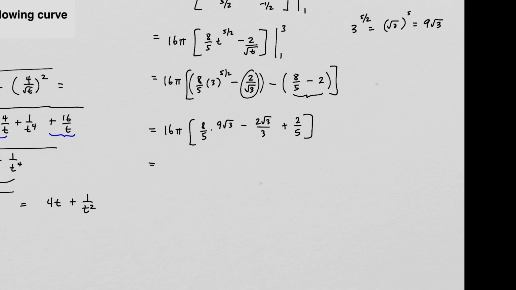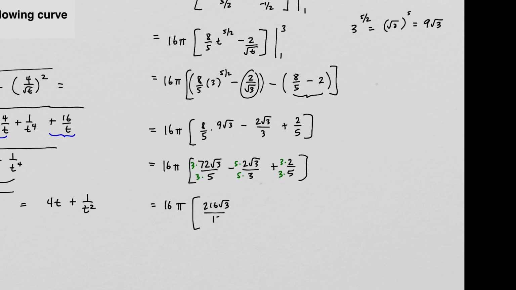All right, let's keep going. We have 16 pi, 72 radical 3 over 5 minus 2 radical 3 over 3 plus 2 over 5. I'm going to get a common denominator, which is going to be 15 by multiplying by the appropriate number. And this will give us 16 pi multiplied by 216 radical 3 over 15 minus 10 radical 3 over 15 plus 6 over 15.